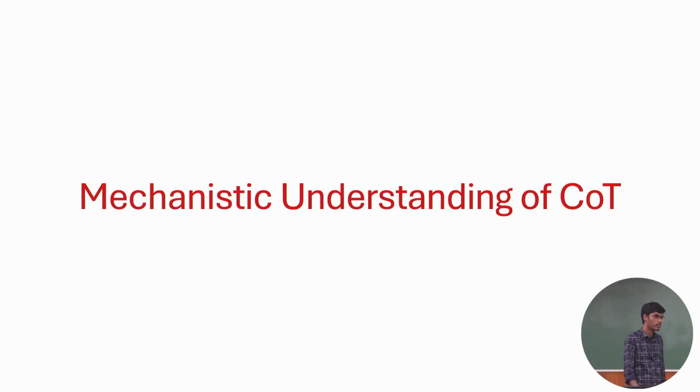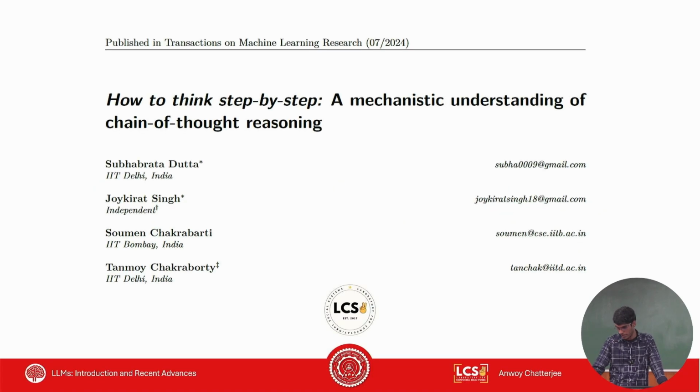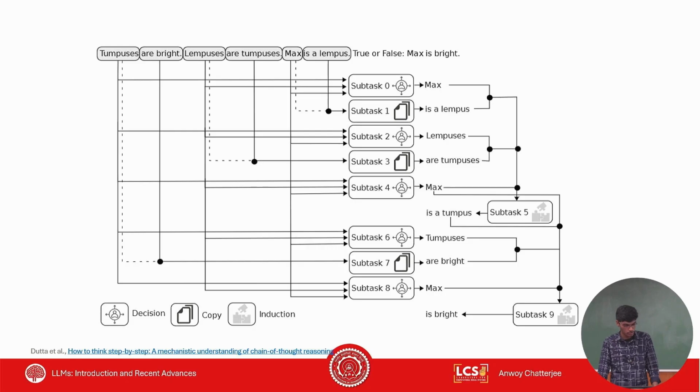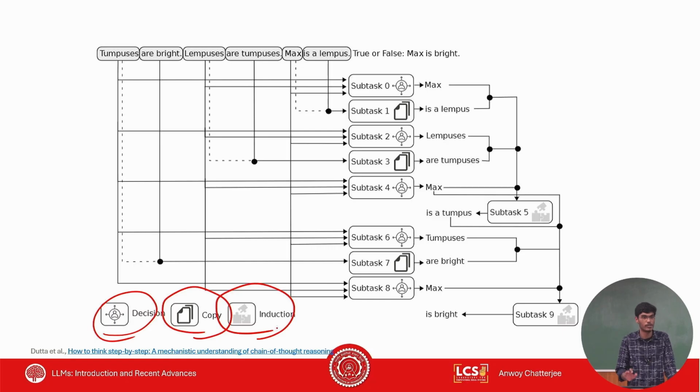And the second work is from our lab at IIT Delhi, where we worked on the mechanistic understanding of COT. It was the first work which talked about how you interpret COT from a mechanistic point of view. This was recently published in TMLR, and there what we saw was that for a particular task, when we are doing COT, there are 3 subtasks the model is kind of algorithmically doing.